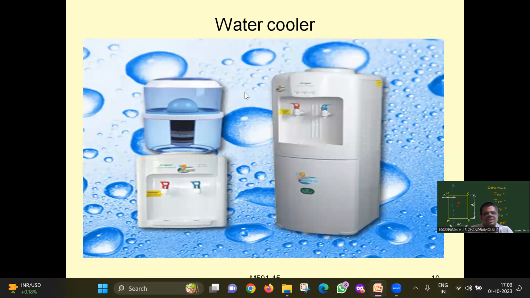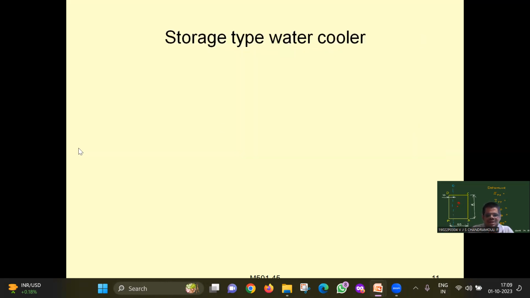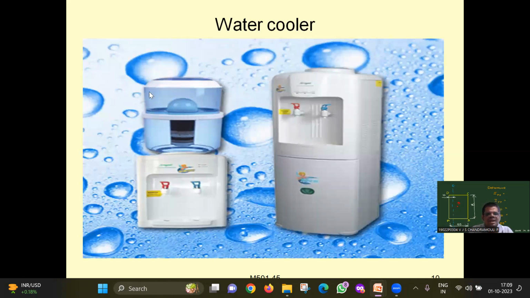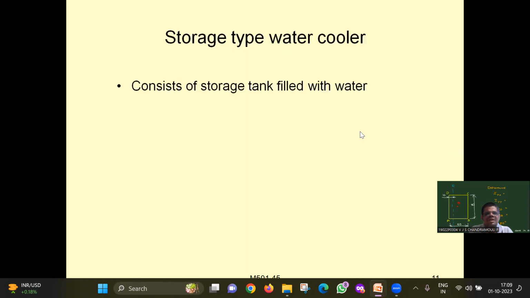So this is a small type of water cooler. This water cooler is used in our college also. And the previous one is a water filter cum cooler. So the water coming, see, this is the tank, and here this is the filter. So there is a storage type water cooler.